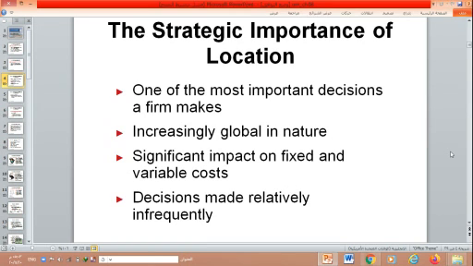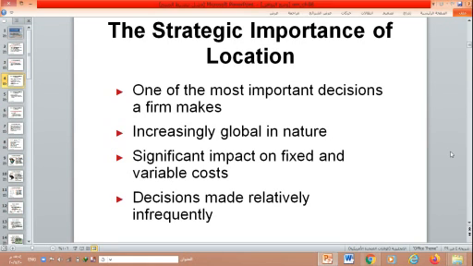One of the most important decisions a firm makes is the strategic location. The world markets continue to expand, and the global nature of business is accelerating. So one of the most important strategic decisions made in many companies and firms is where to locate your facilities or your operations. The importance of this decision is that it is increasingly global in nature.